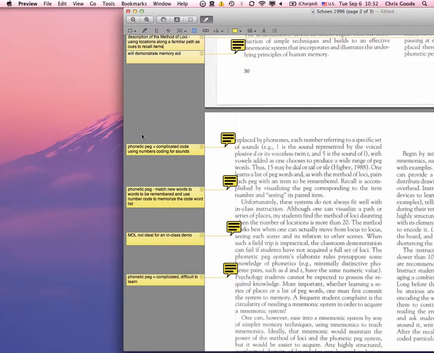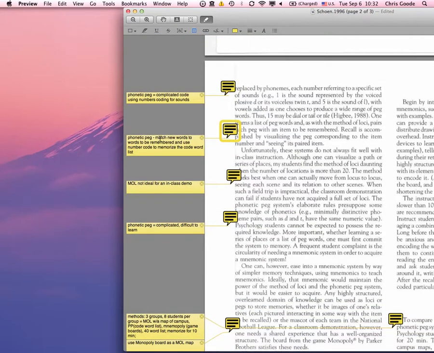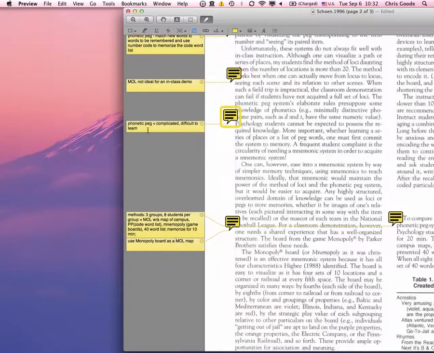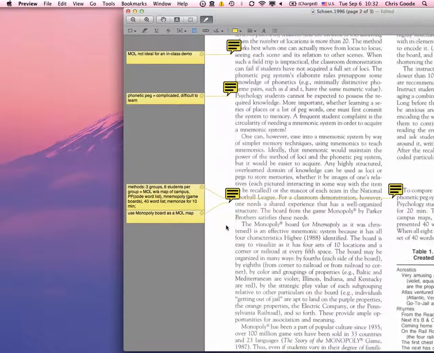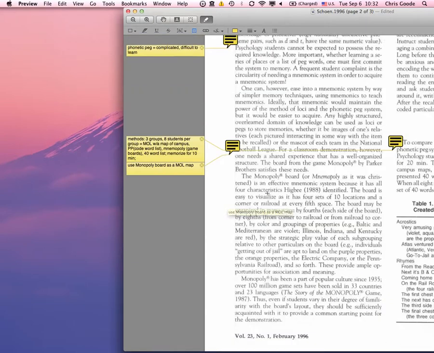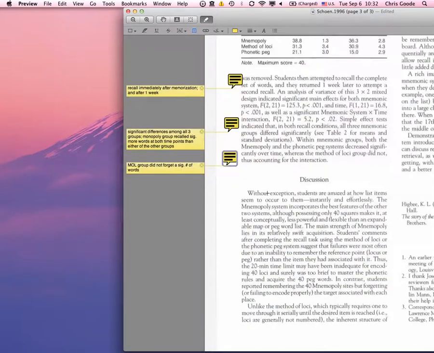All right. The phonetic peg is a complicated code using numbers coding for sounds. You match new words to words to be remembered. You use a number code to memorize the code word list. Method of loci is not ideal for an in-class demo. Phonetic peg is complicated. He used the Monopoly board as a method of loci map, and here's how it was tested. All right, so that gets into the methods thing, and this is the results, and then I'll write a discussion.